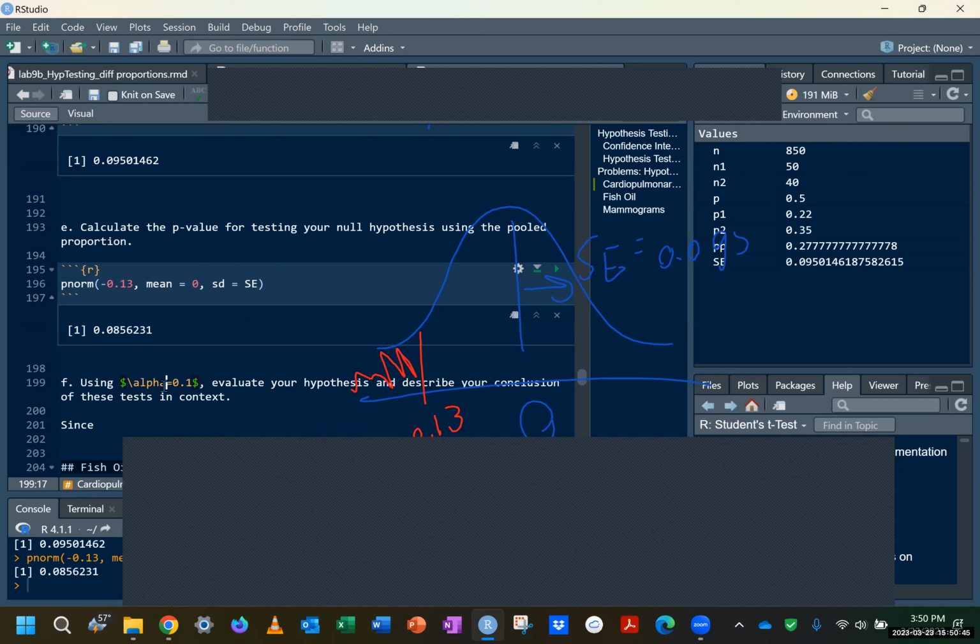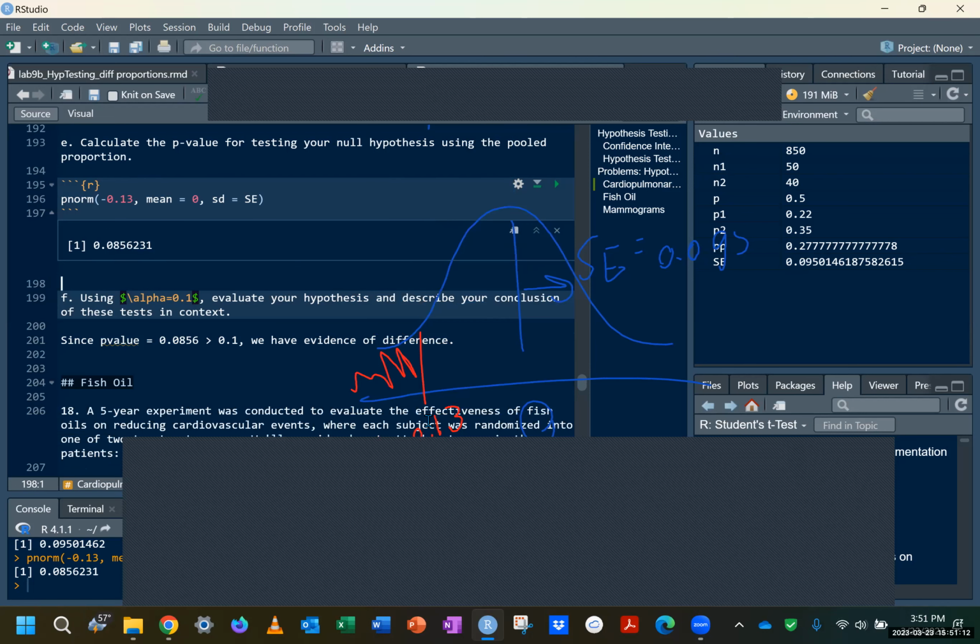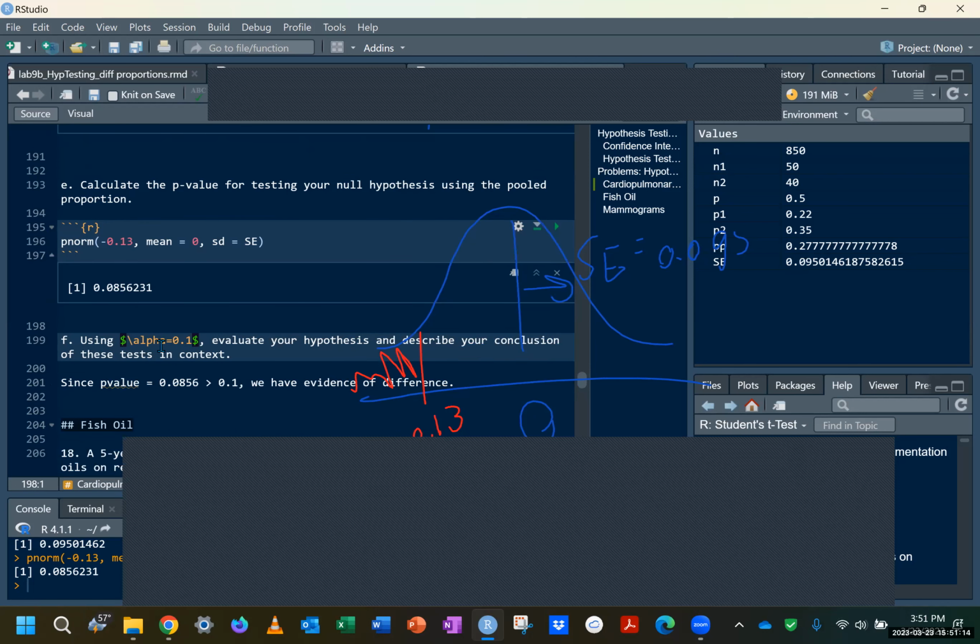But if we want to compare with alpha equals 0.1, there is a difference. So if we're going to compare, 5.6 is greater than 0.1, we have evidence of a difference, but it's not strong evidence since this is a high significance. So we have evidence of a difference, but it's not strong.